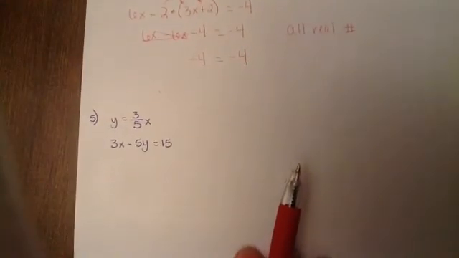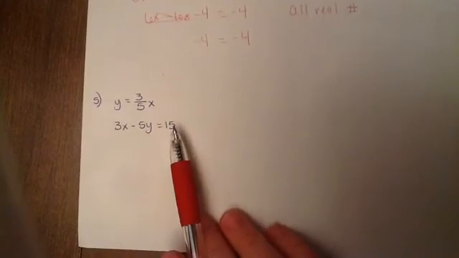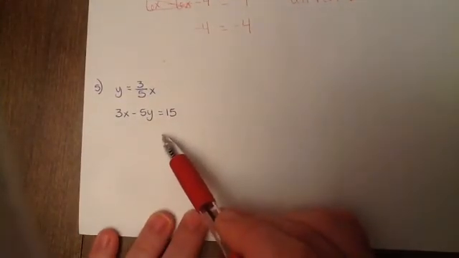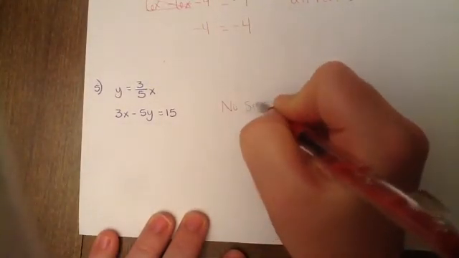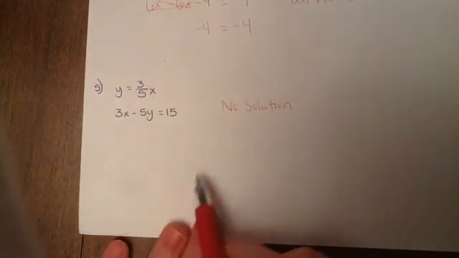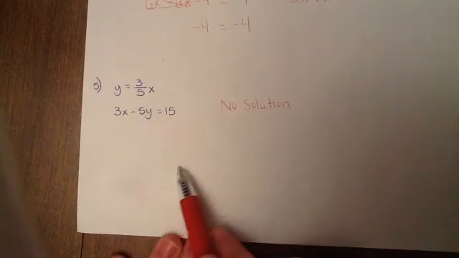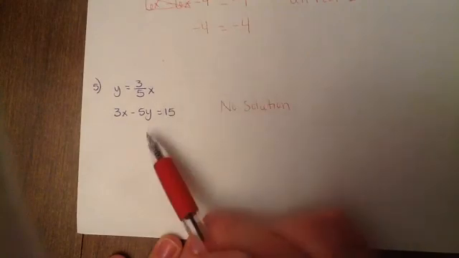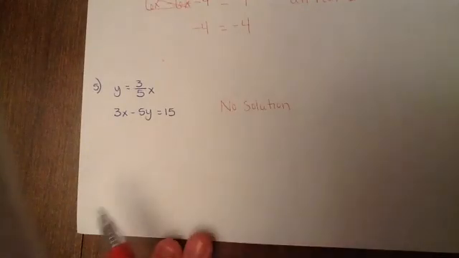When you look at this one, we're not going to go through and solve it, but when we go through, we are not going to get something that works out. So we're going to have no solution. You can practice it on your own. You're going to get something that does not equal itself. Up here we get things that equal each other. Down here we will not. So then you have no solution.